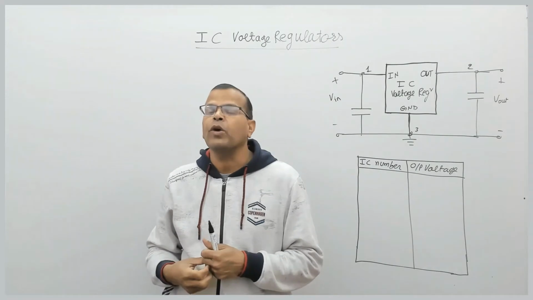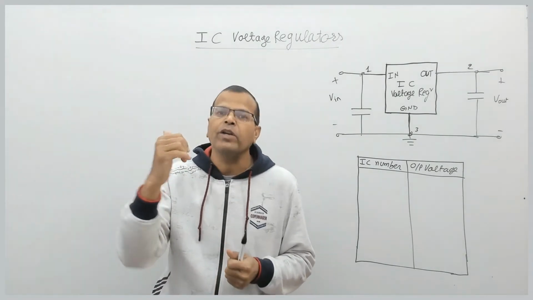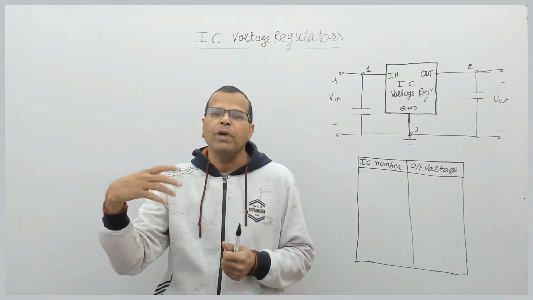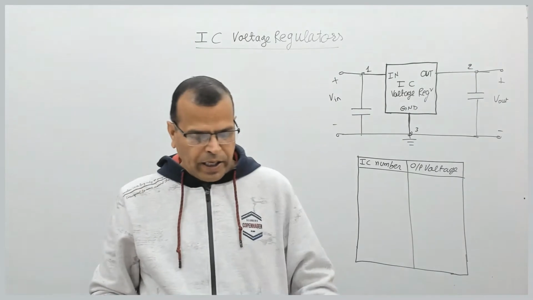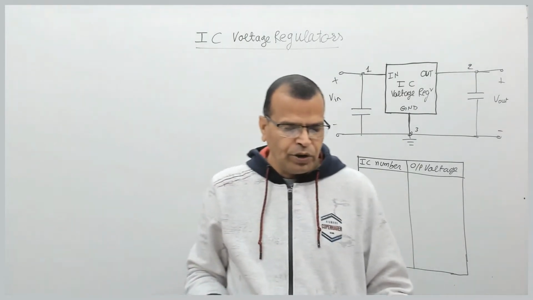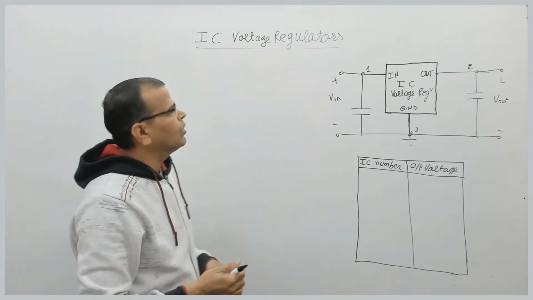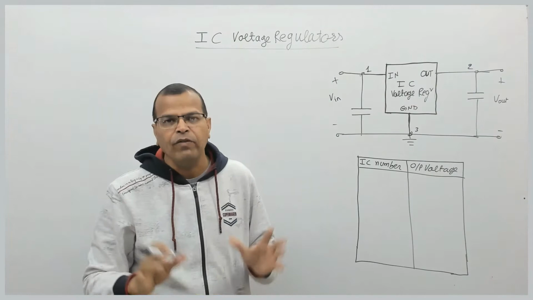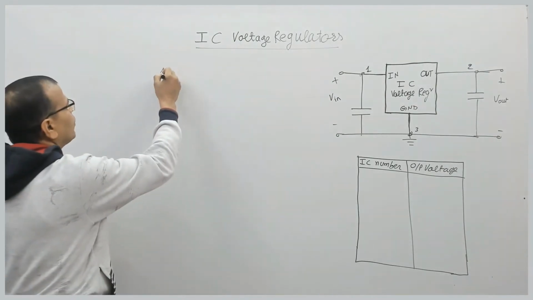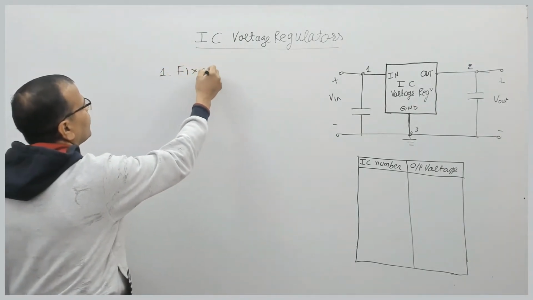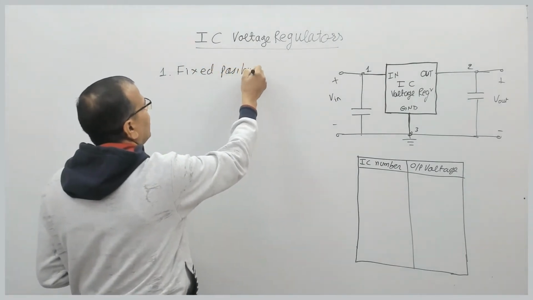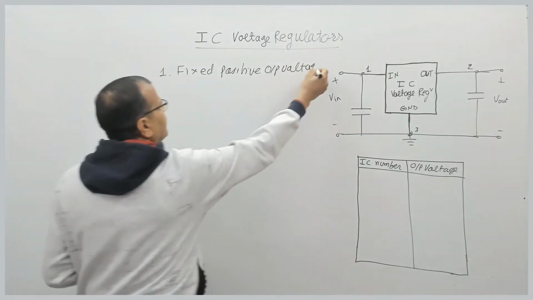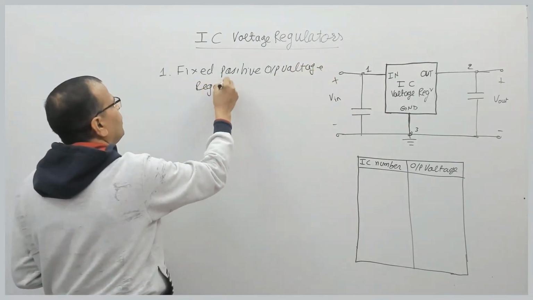In fixed voltage regulators we have 2 types: the regulator which gives you positive output voltage, and the regulator which gives you negative output voltage. Similarly, we have the regulators which give you the variable or adjustable output voltage, but again there we can have positive output voltage or negative output voltage. So first we will be talking about the fixed positive output voltage regulator. That is the first regulator we will be talking about.